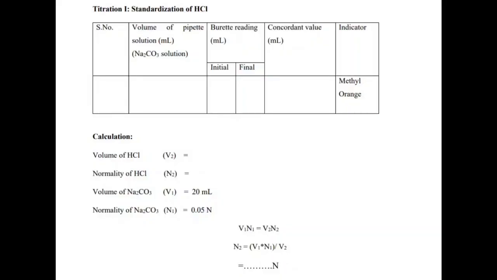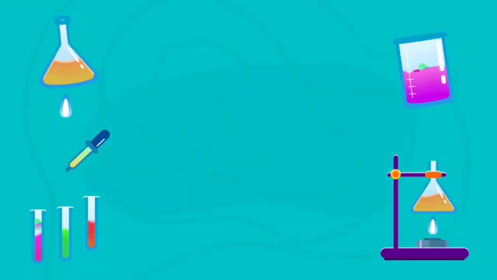Formula for finding normality of HCl. V1N1 equals V2N2. N2 equals V1 into N1 by V2. Putting all the given values in the formula gives us 0.052 N.